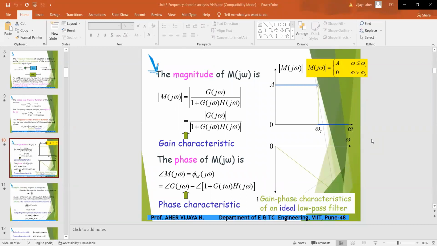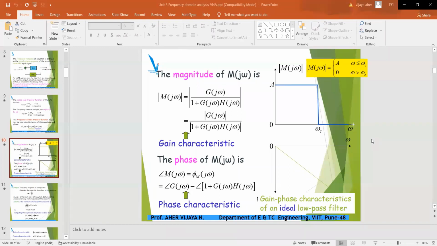Now this is the response of your low pass filter. Are you agree with me? Lower frequency is passing, whereas higher frequency is eliminated or attenuated, you can say. So this is the gain characteristics of an ideal low pass filter. Ideal low pass filter असेल तर gain characteristics कसे असणार आहे, as shown in this graph.